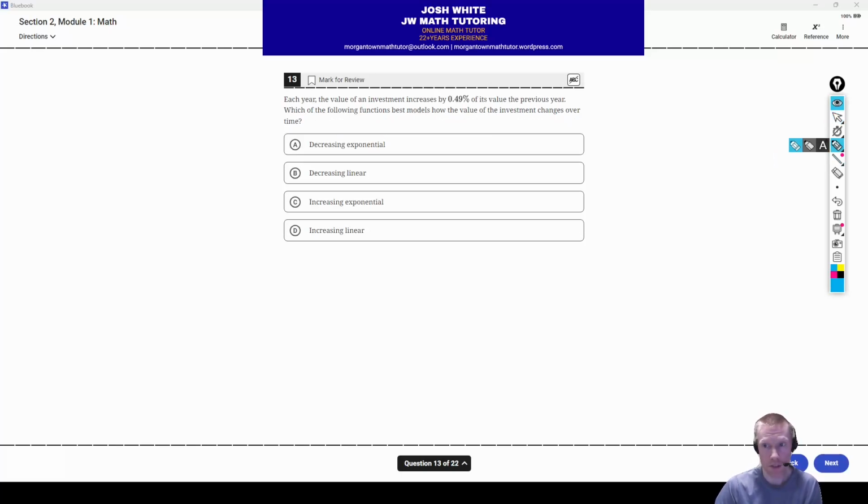All right, next up we have number 13. This deals with an exponential function. This investment is increasing by 0.49% of its value from the previous year, and which describes this? First of all, it's increasing, so get rid of the two decreasing answers. Those contradict the information that you're given. Now, the reason it's increasing exponential is because it's increasing by a percentage. Increasing linear functions are those which increase by a specific value or amount. So this one, because it's increasing by a percentage, that's what makes it exponential.